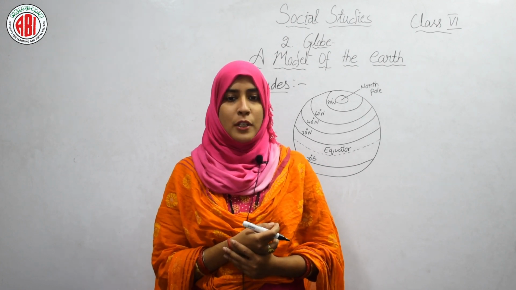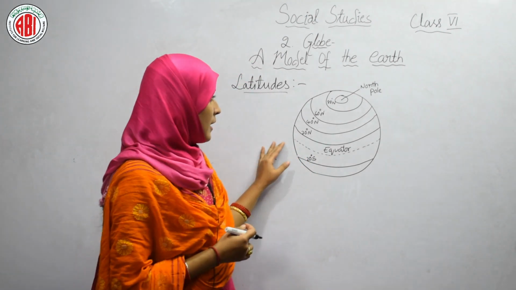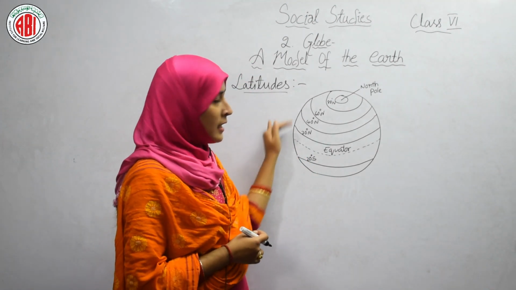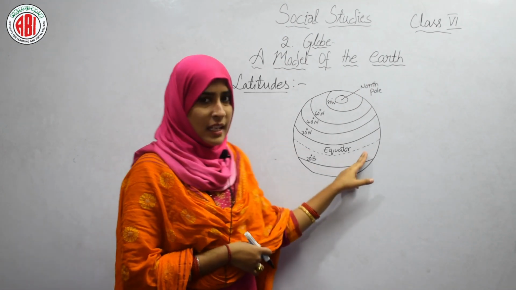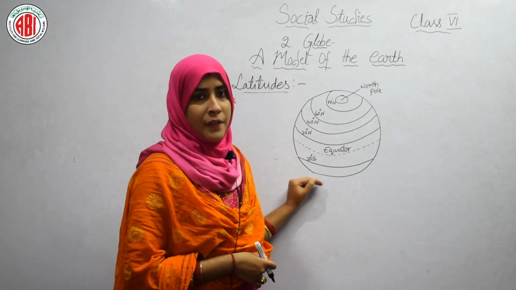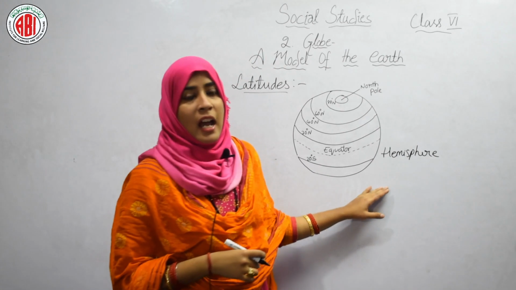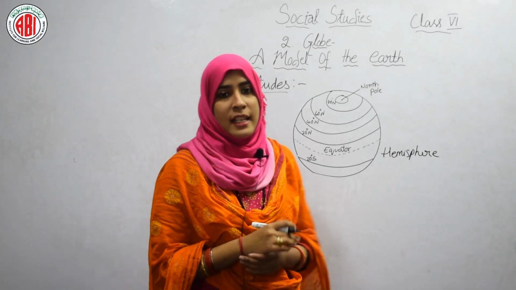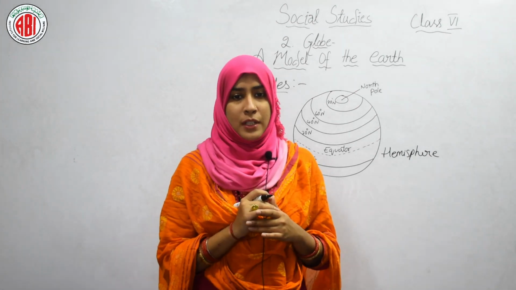It divides the globe into two equal halves called hemispheres. So if you observe the length of these lines, the longest line is called the equator, and it divides the earth into two equal halves, each called a hemisphere. A hemisphere means half of the earth. When you take two half parts, they are two hemispheres, right?